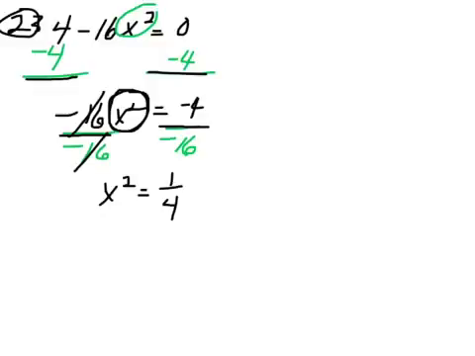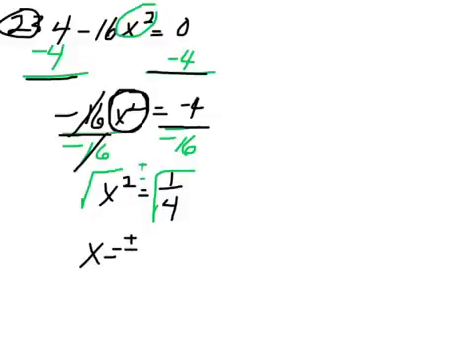Well, I want to get the x by itself, and it's squared. What's the opposite of squaring something? Square rooting. Now, when I square root, and it's an even root, I need to remember there's a positive root and a negative root. The square root of x squared would just be x, but I'm going to have two different things that I could square to get a fourth.